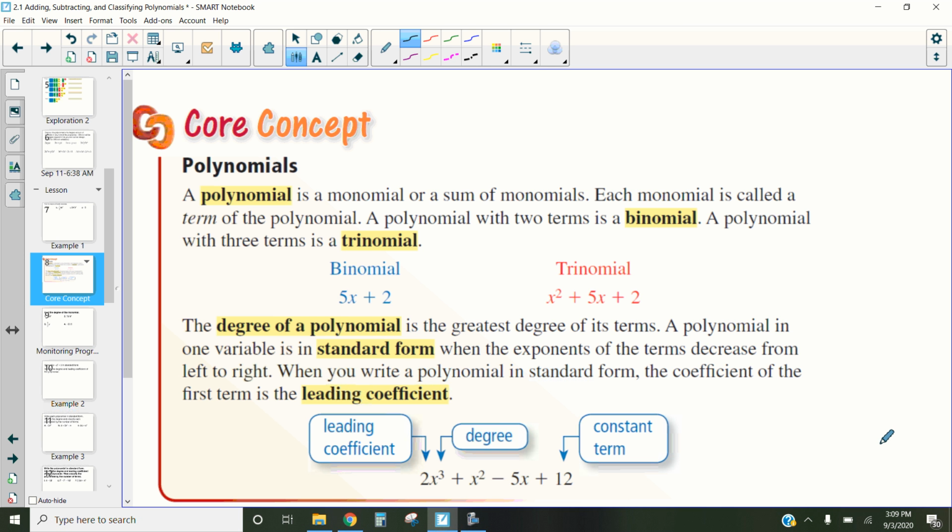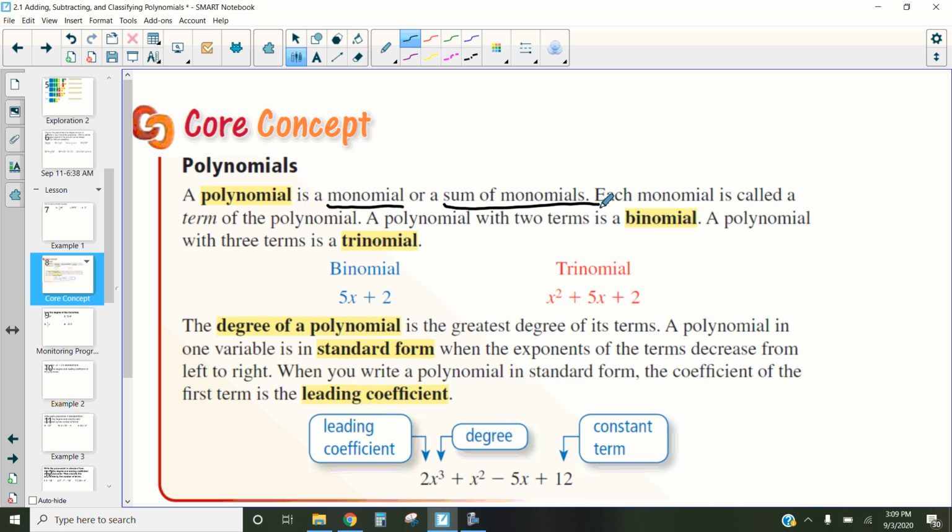Now, this is the first video in Chapter 2 as we move on to this new chapter, and this whole chapter is going to be about polynomials. In this video, we're going to talk about what a polynomial is, the setup of them, and ways that we can classify polynomials. So a polynomial is either a monomial or a sum of monomials.